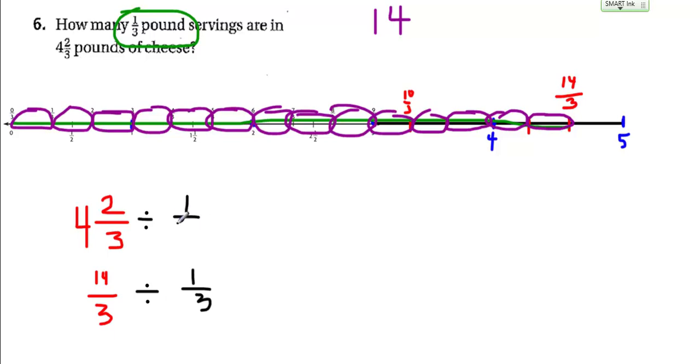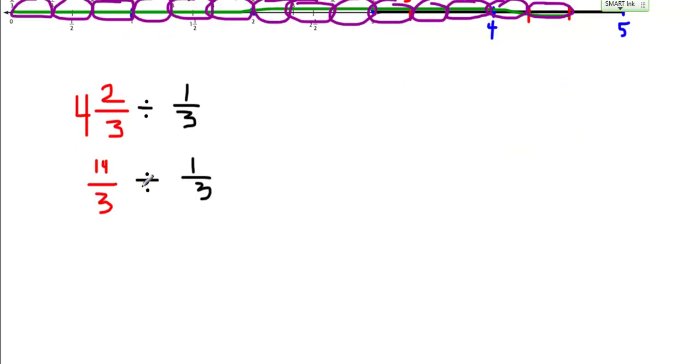Now, to do the algorithm, it's necessary to turn any mixed or whole numbers into improper fractions, so we have that here. Now, remember, dividing is the same as multiplying by its reciprocal. So we're going to keep the 14/3. We're going to change this to multiplication. Let me clean that up a little bit. It's hard to write with a mouse. And we're going to change this to multiplication. We're going to flip this to its reciprocal, which is 3/1. And then we're going to follow the rules for multiplying.